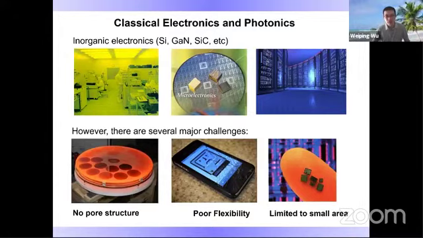Although there has been huge success in electronics since about half a century ago, when microelectronics developed after the Second World War, following the invention of the transistor device at Bell Laboratories, there are several major challenges, such as the high cost of the semiconducting materials and processes, poor flexibility, and being limited to small areas. So for certain areas or applications, scientists and researchers have been seeking new materials and new technology towards flexible and large area electronics.